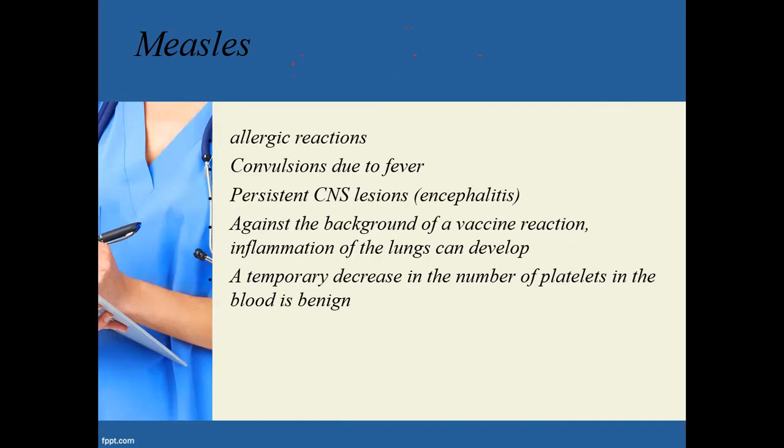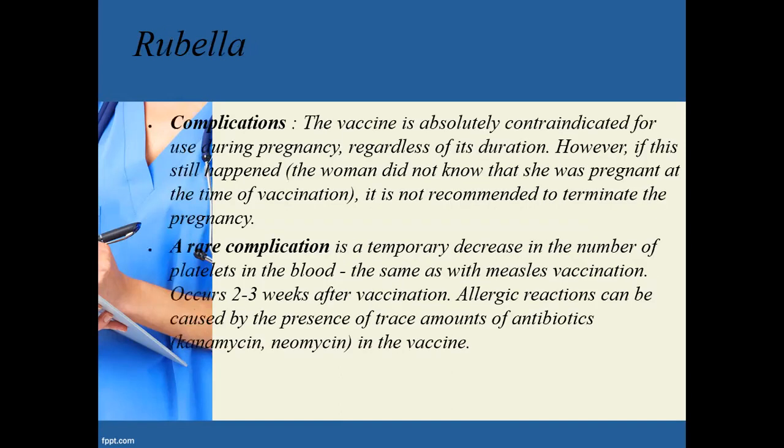With measles, which reactions may there be? Allergic reactions, convulsions due to fever, central nervous system disorders, encephalitis, for example, against the background of the vaccine reaction. Inflammation of the lungs can develop, and a temporary decrease in the number of platelets in the blood.